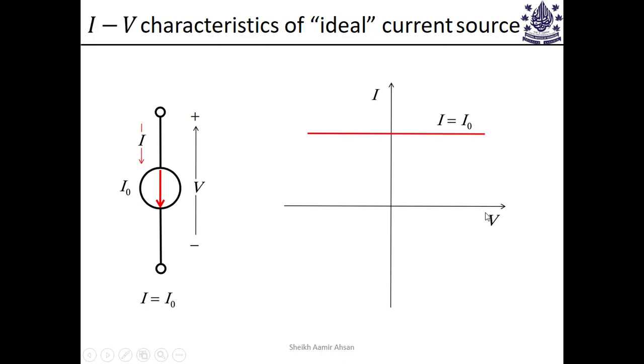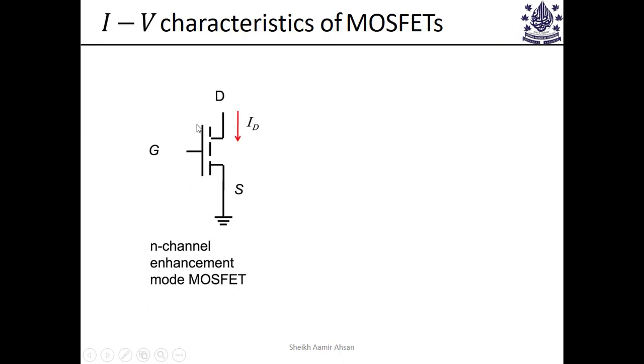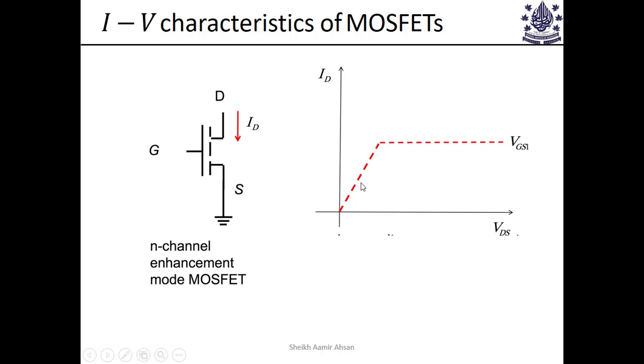Okay, which doesn't change with the voltage that is applied across its two ends. Okay, so now we know the characteristics of a resistor, we know the characteristics of an ideal current source. Now look at the IV characteristics, the drain to source voltage and current for a MOSFET. This is what it looks like. Something like a combination of a resistor and a current source.